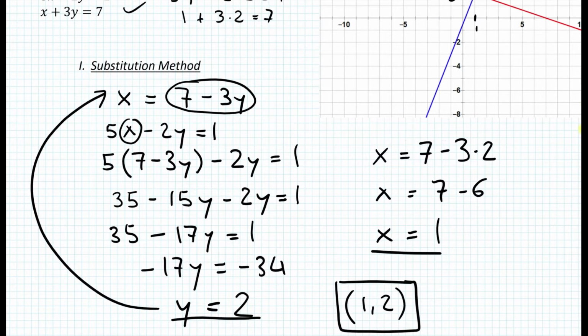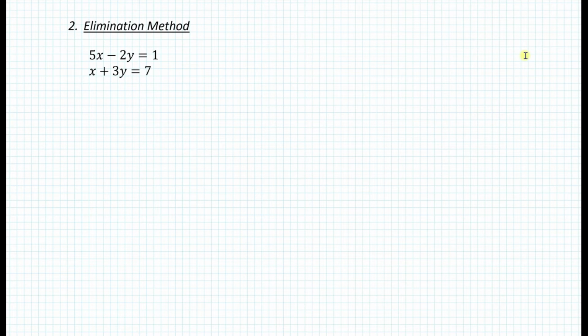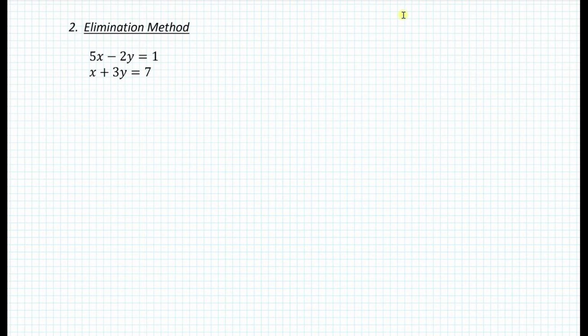Let me now introduce a second method of solving a system of equations algebraically, and that is called the elimination method. With the elimination method, the goal is to somehow add or subtract these equations such that you eliminate one of the variables. Let's say we want to eliminate the x variable. This is how you proceed.